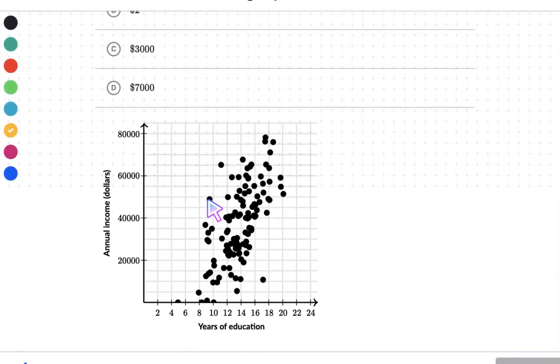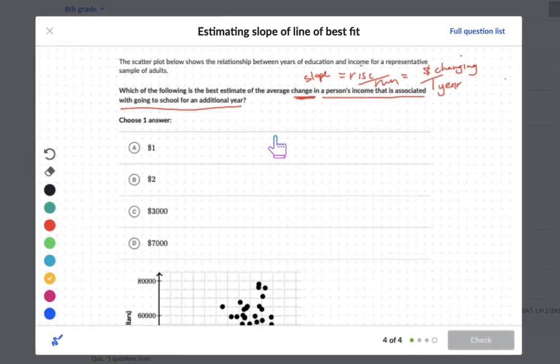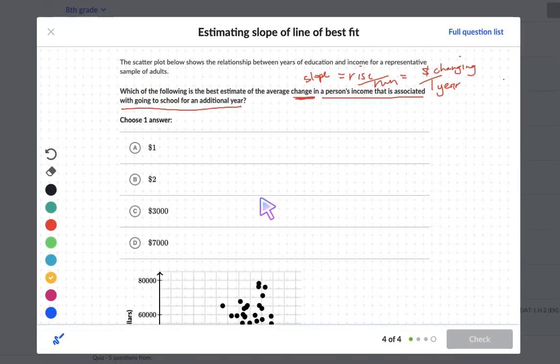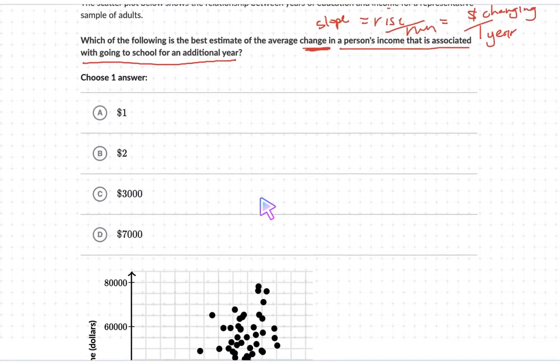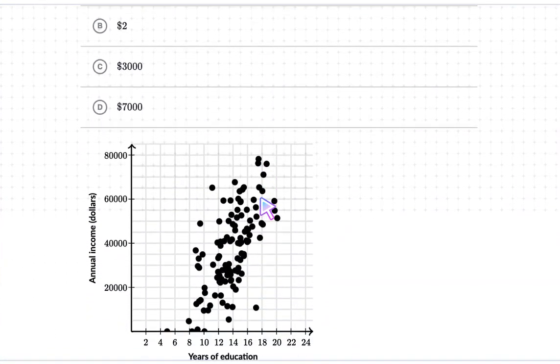So now that we are looking at our scatter plot, we're going to need to figure out a line of best fit. Now keep in mind this is estimating the slope of the line of best fit because the person sitting next to you may have drawn a slightly different line of best fit. So that's why they said to estimate it. Not everyone's going to be exactly the same, but everybody's line of best fit should be around the same.